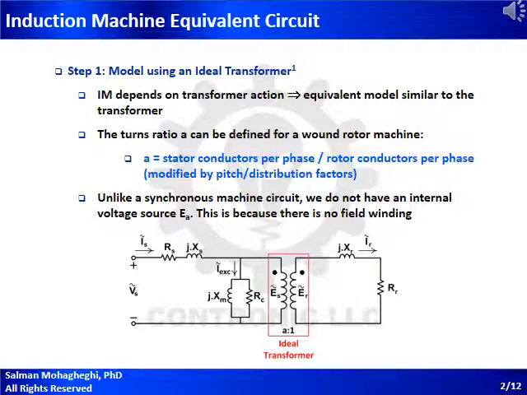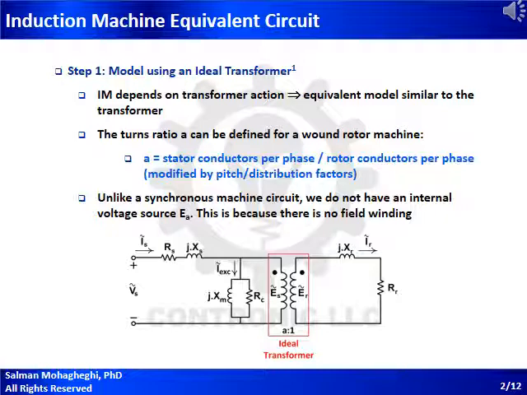This, of course, is only applicable to rotors which have windings, wound rotors. If you have a squirrel cage rotor, you're not going to be able to define a turns ratio mathematically. So you're going to have to heuristically choose a number that best represents the performance of that machine.